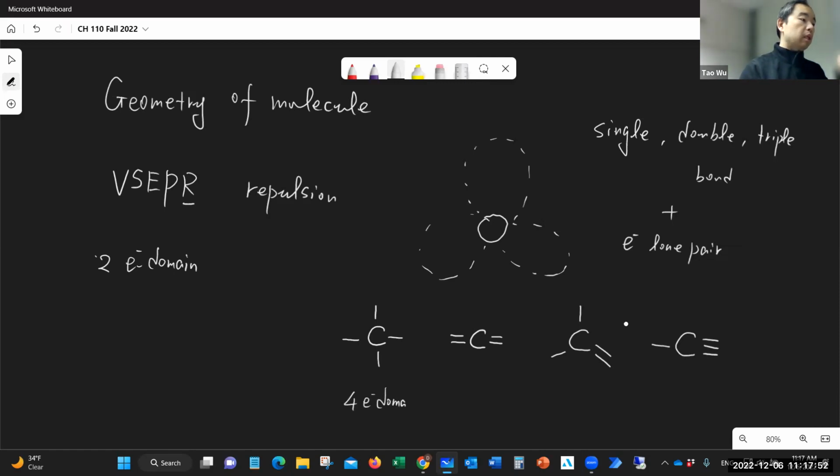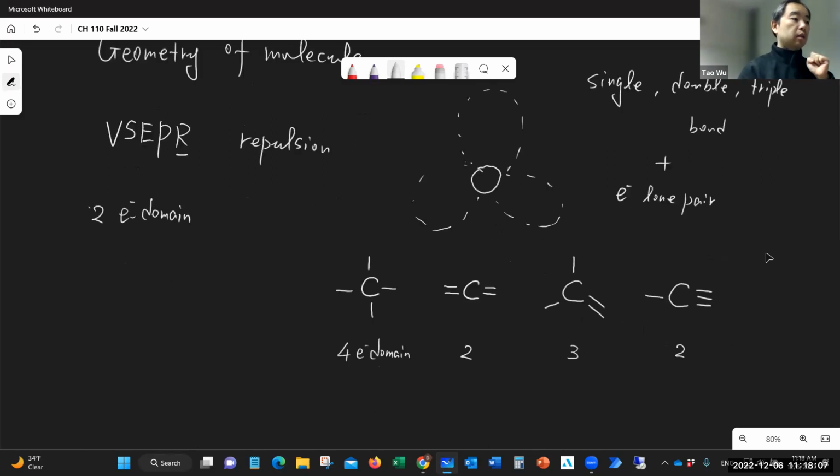And the reason we need to count the electron domains is because, based on the electron domains, we figure out the geometry of these molecules. Okay, this has 2 electron domains. This has 3, and this is also 2.